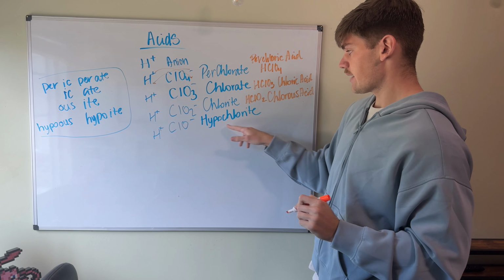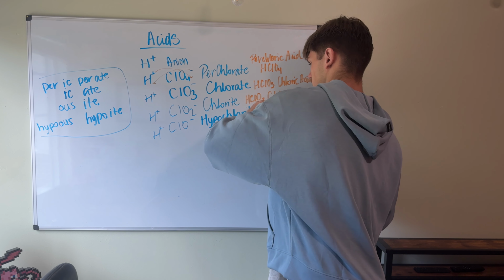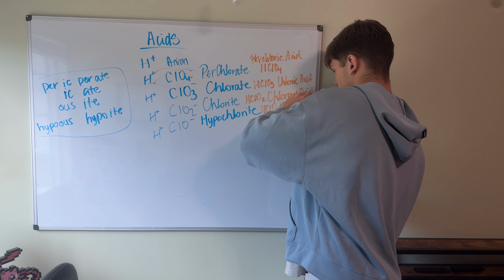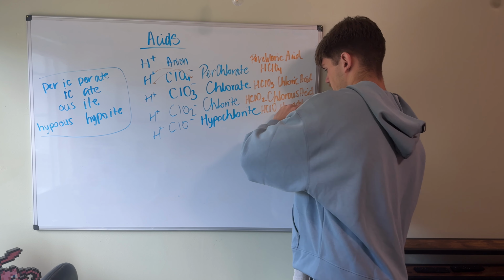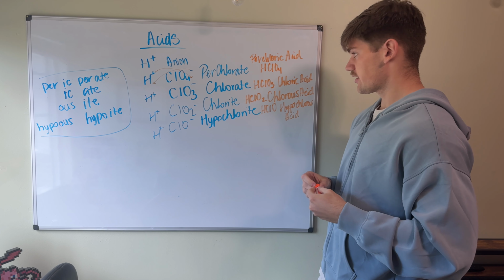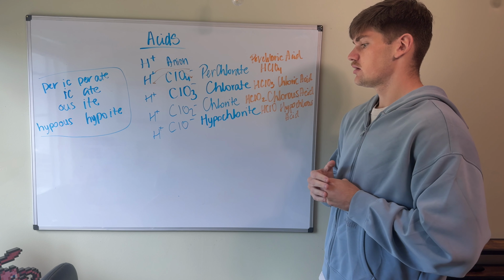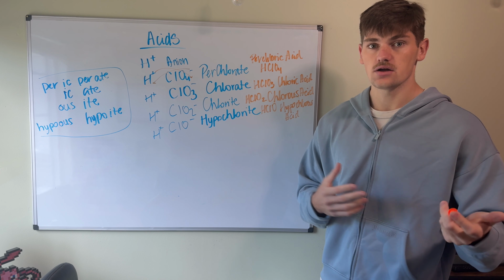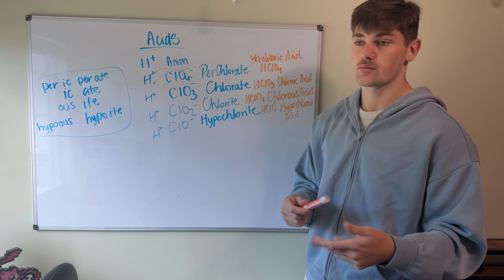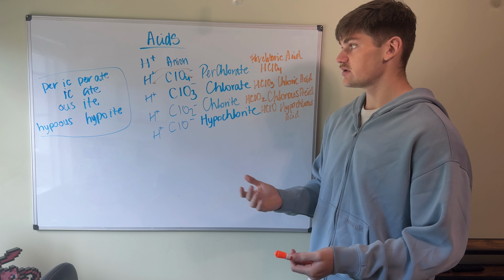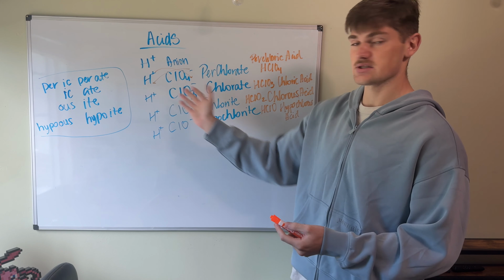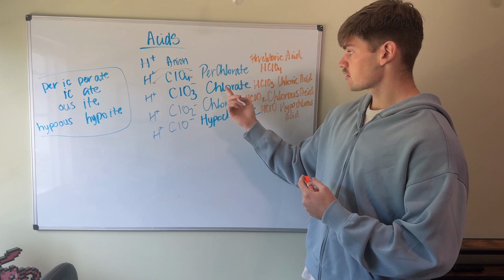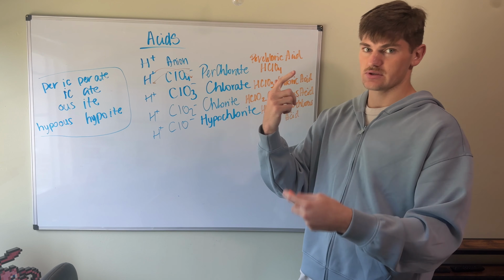And then lastly, hypochlorite will be HClO, and that becomes hypochlorous acid. So whenever we're talking about naming acids, it's not really anything that's super challenging. It's just remembering the names. So what I do and what I recommend you guys do is just write down this chart. Whatever you need to do to memorize these names and the transitions between different things, it helps.